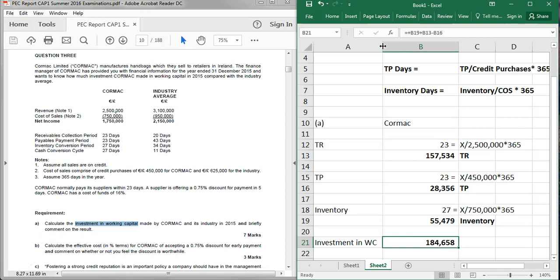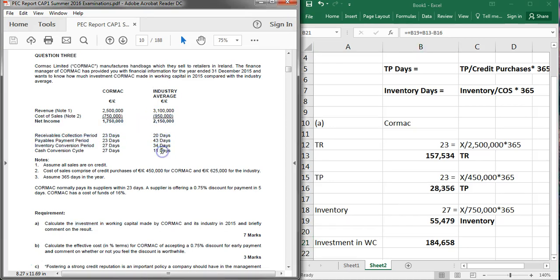Right, so that was tricky. What I want you to do now is pause the screencast and repeat this for your industry average. So repeat it for the industry average. See, can you come to the answer? You're looking for 4 figures again, all in euros.